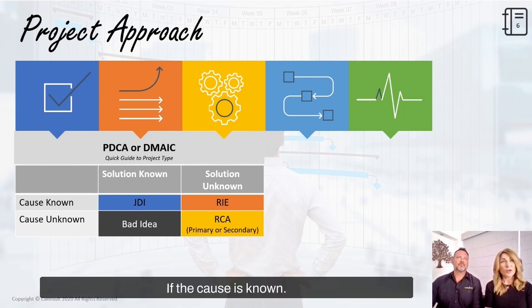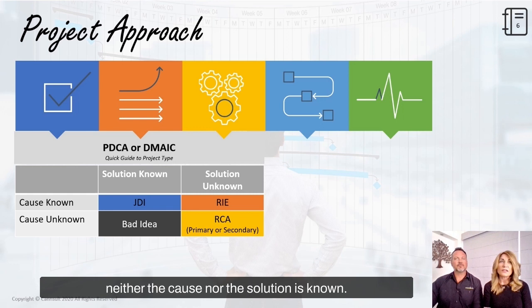If the cause is known, for example, recipes are not being mixed properly because everyone does it their own way, but the solution is unknown, there's likely a lot of options for how we might fix it. That would meet the basic criteria for a rapid improvement event.